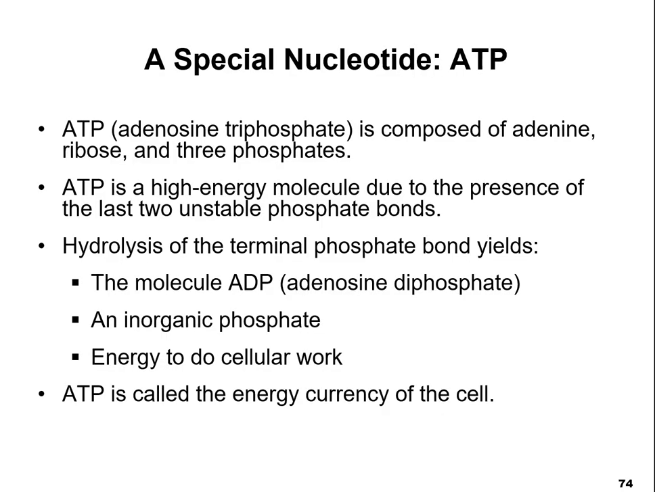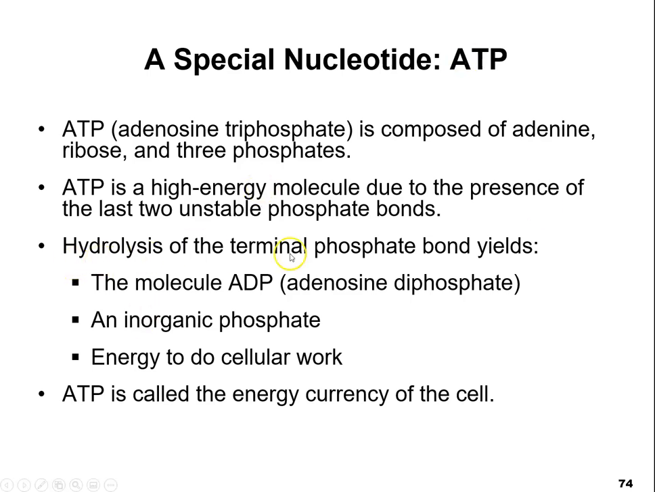One last thing to mention is a special nucleotide that's ridiculously important to the cell because it is the energy currency of the cell, ATP. ATP is adenosine triphosphate. It's composed of adenine, ribose, and 3 phosphates. It is a high energy molecule because those last 2 phosphate bonds are very unstable and they contain a lot of potential energy. So when you break that phosphate bond, it liberates energy.